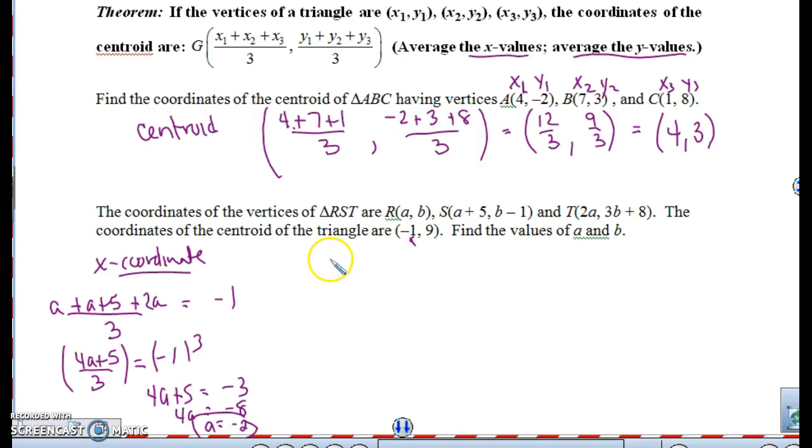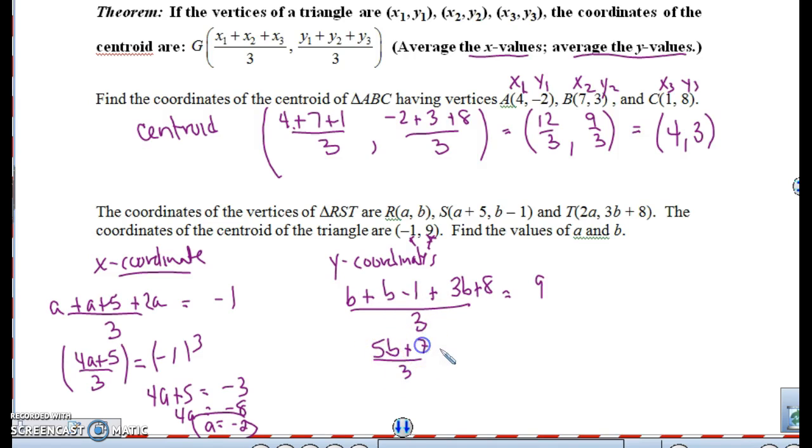Now we can do the same thing for b. To find b, we know the y coordinates added together and divided by 3 should equal 9. So the y coordinates would be b minus 1, and 3b plus 8, divided by 3, and that should equal 9. Combine your terms here: b plus 3b is 4b, plus 7, divided by 3 equals 9. Multiply both sides by 3. That gives me 4b plus 7 is equal to 27. Subtract the 7, 4b is equal to 20. Divide by 4, b is going to equal 5. So add the coordinates, divide by 3 to find the coordinates of the centroid.